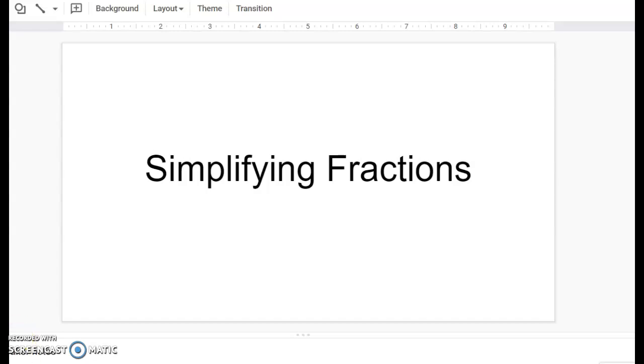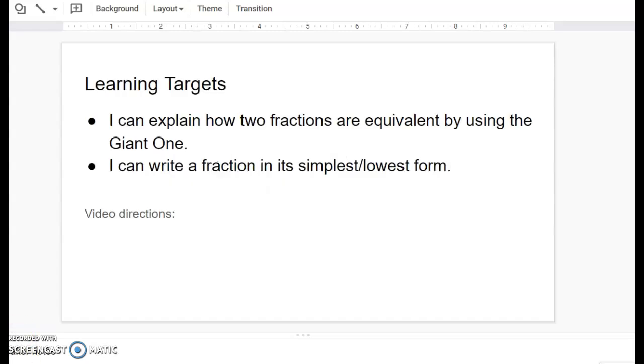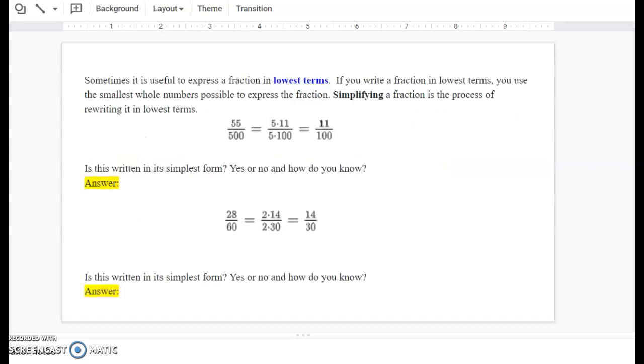Here's a look at today's lesson on simplifying fractions. The learning targets are: I can explain how two fractions are equivalent by using the giant 1, and I can write a fraction in its simplest or lowest form. Sometimes it is useful to express a fraction in lowest terms.